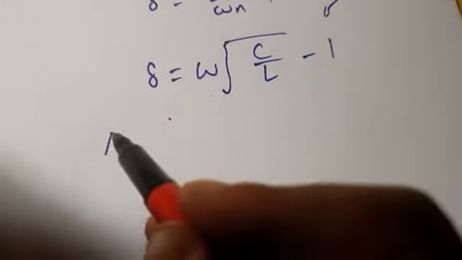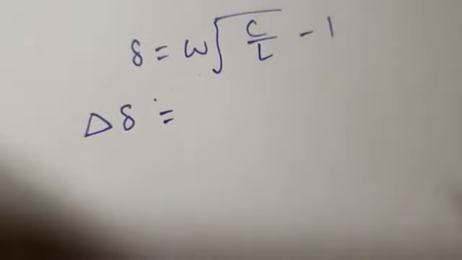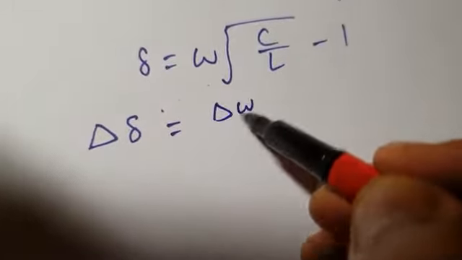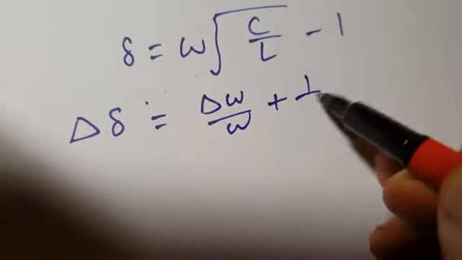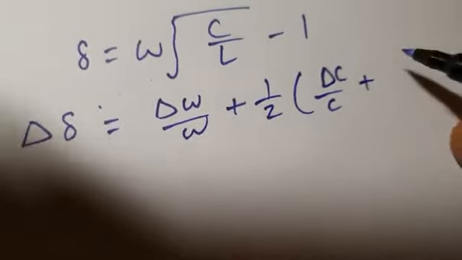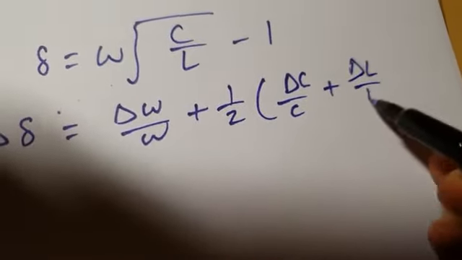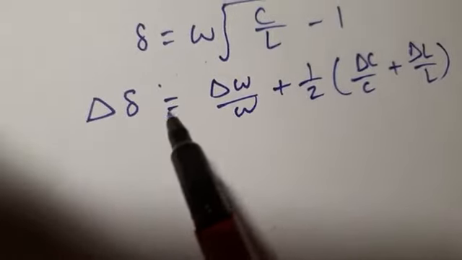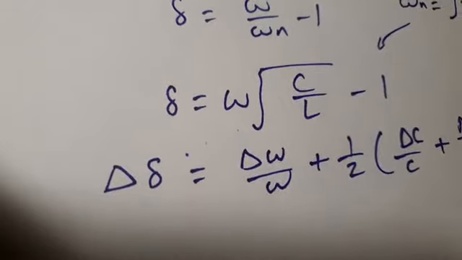So what is the change in the frequency? Del delta is del omega by omega, which is given by this equation: one by two times (del C by C plus del L by L). This is how a deviation in the frequency is represented.